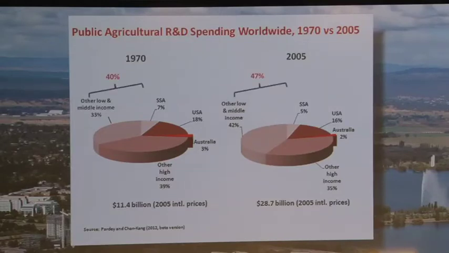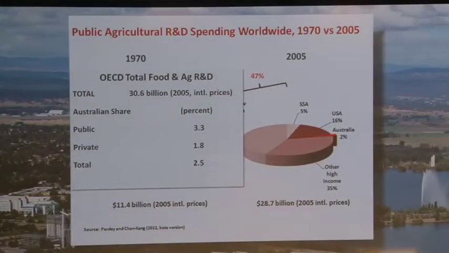So one of the big structural shifts in these data is a shift towards the developing world in terms of the location of performance of this agricultural R&D. So 40% of the public research worldwide was conducted in the developing world in 1970, compared with 47% in 2005. We have estimates of public and private R&D spending in the OECD countries. And our estimates are in 2005 there was about $30.6 billion of public and private spending. Roughly about half of the research in food and ag in the OECD countries is private and about half is public. But Australia's share of that OECD total, this is public and private spending total, is given there. So about 3.3% of the public OECD total, about 1.8% of the private, for an overall share of about 2.5% of public and private ag R&D spending.